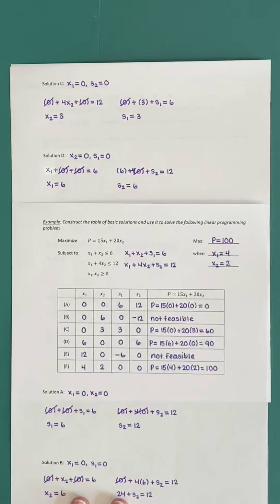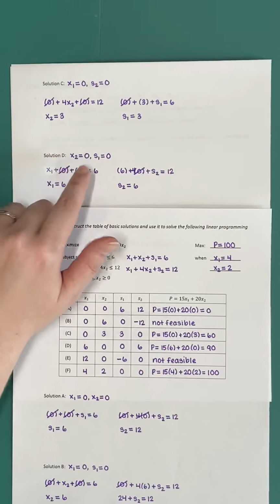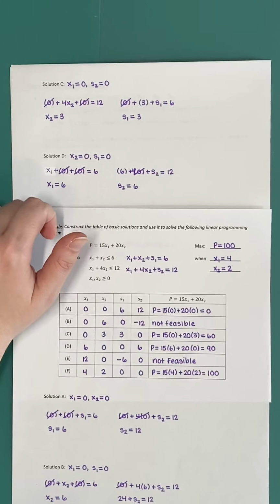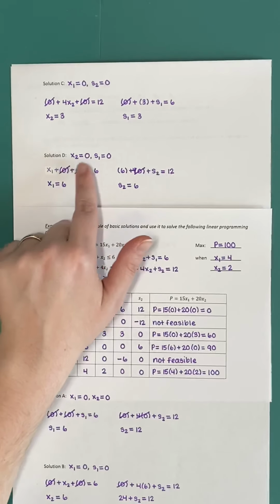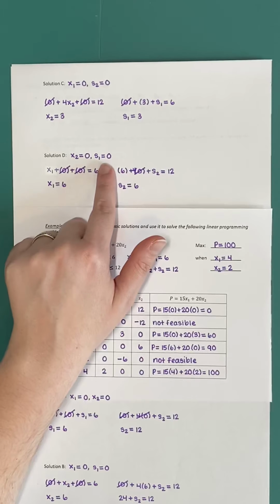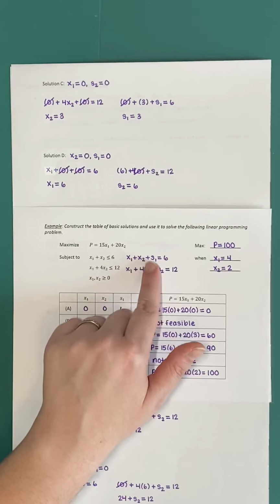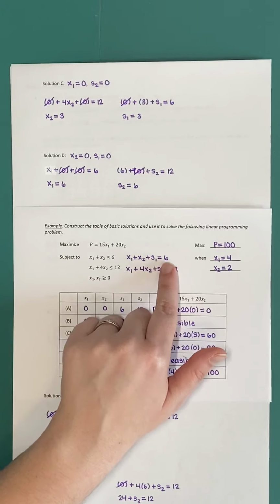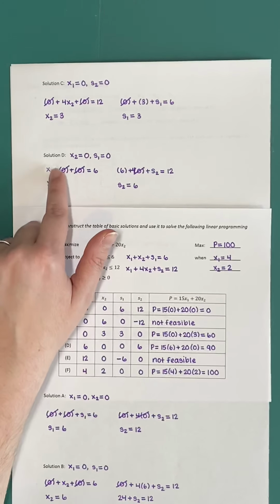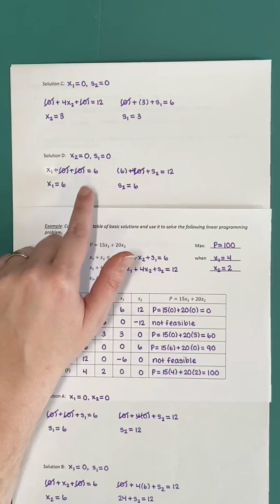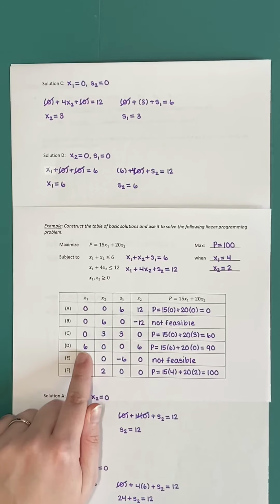Okay, let's look at the next one. Now we're allowing x2 to be 0 and s1 to be 0, which means we're solving for x1 and s2. Again, I'm going to start with the equation that has both of these variables. So equation 1 has both an x2 and an s1. So I'm going to start with that equation. I'm going to sub in 0 for each of the given variables. So we have x1 plus those two zeros is equal to 6. So we know x1 has to be 6.